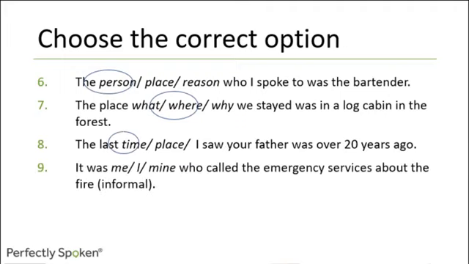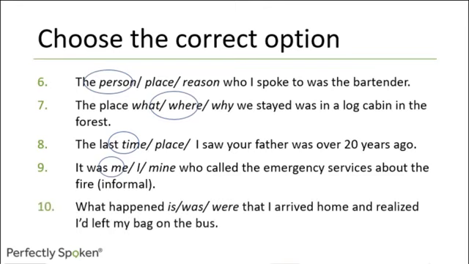Next one. It was me, I, or mine who called the emergency services about the fire. Remember, in an informal style, we use it was me who called the emergency services about the fire. And lastly, what happened is, was, were that I arrived home and I realized I'd left my bag on the bus. What happened, the thing that happened, we use a singular verb, and of course it's in the past, so was that I arrived home.